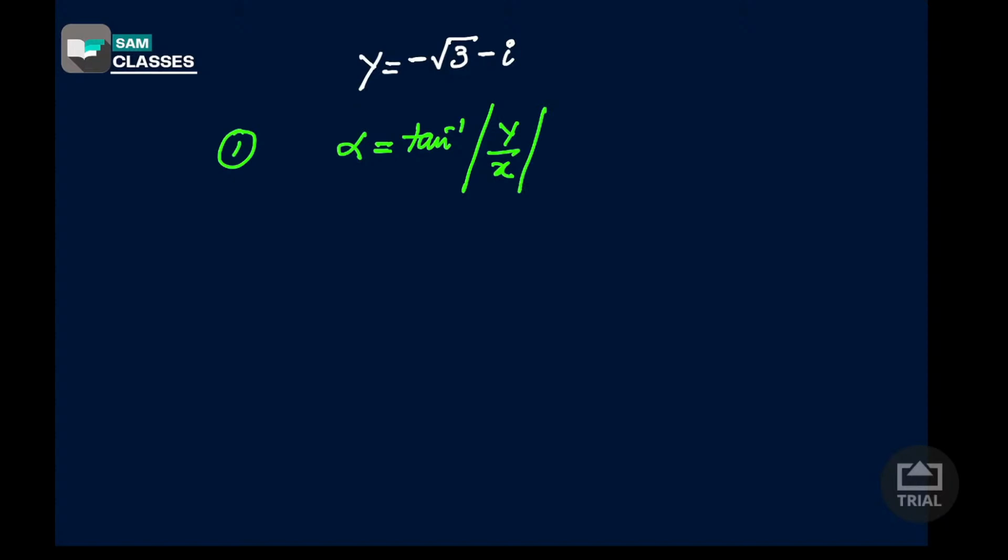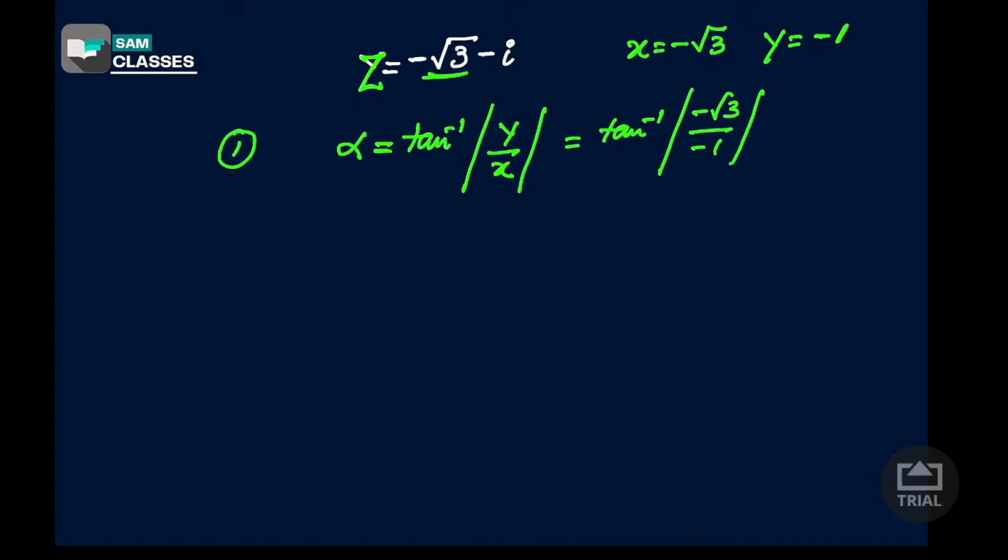What are x and y? X is equal to the real part, so minus root 3. And y is equal to the imaginary part, so minus 1. So if I want to find alpha, that is equal to tan inverse, I have to take the mod of minus 1 by minus root 3. What is tan inverse of y by x? So tan inverse 1 by root 3.